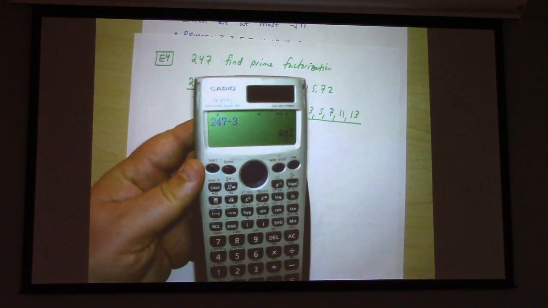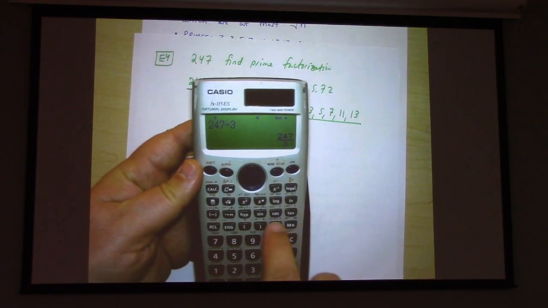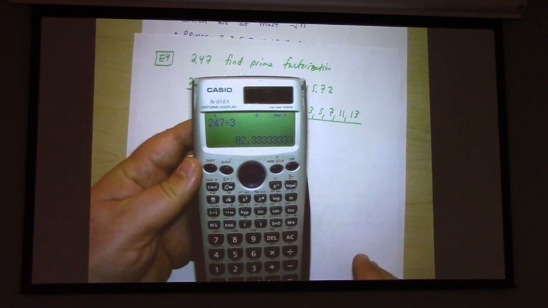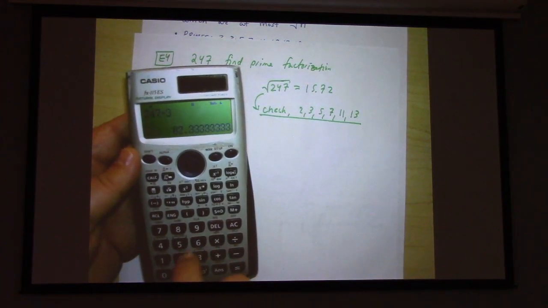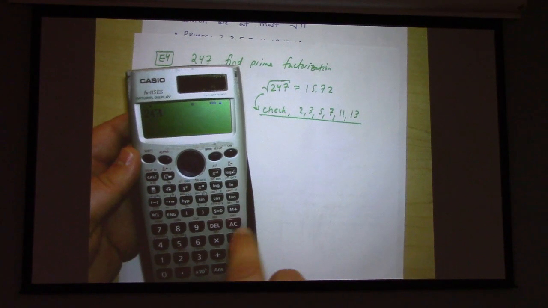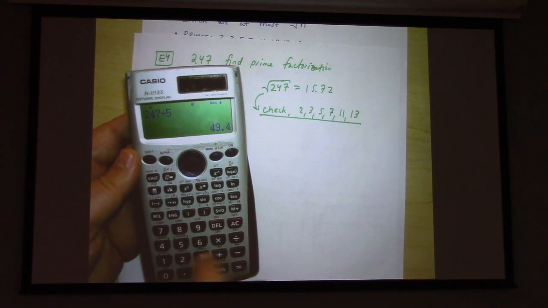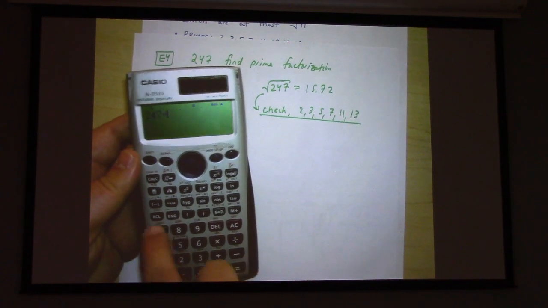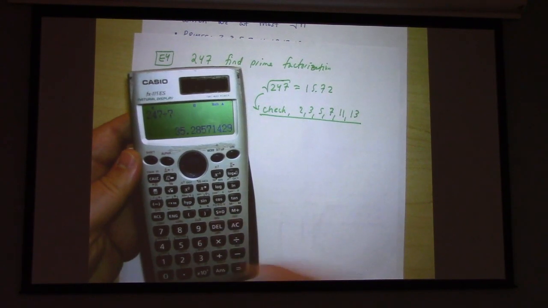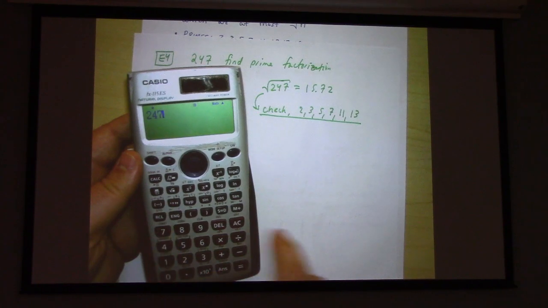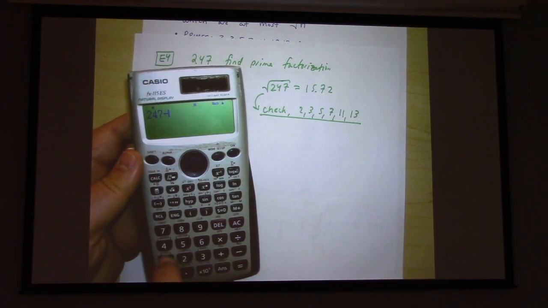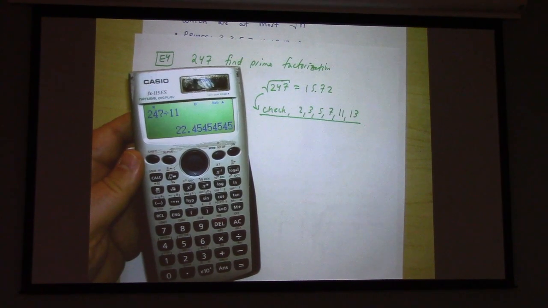247 divided by 3 is out. You see that one gives me a 0.33, so that doesn't divide evenly. How about 247 divided by 5? You guys know that one doesn't work, right? Not divisible by 5. How about 247 divided by 7? Well, that gives us 35 point something. That one doesn't work. 247 divided by 11. That one doesn't work. Oh man, it's starting to look like it's prime, isn't it?